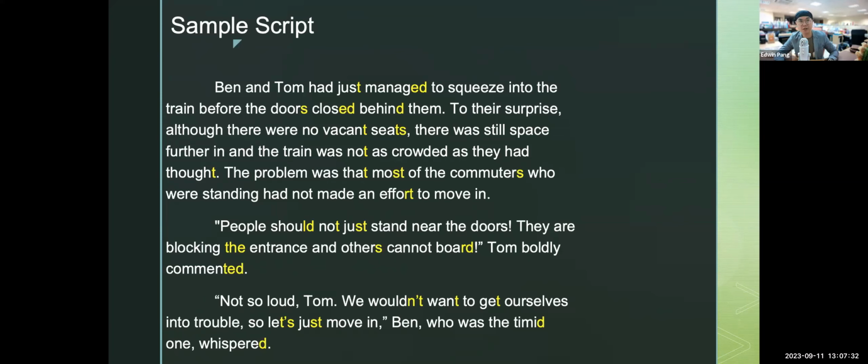Ben and Tom had just managed to squeeze into the train before the doors closed behind them. Can you hear the difference? Right? Immediately, all the D, the T, the S's, the word endings are gone. Why? Because I'm too fast.